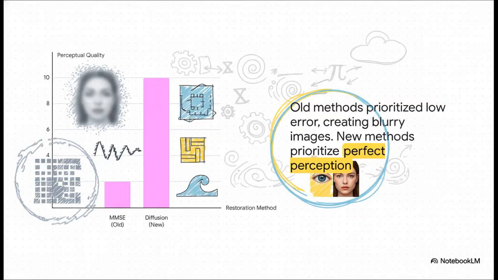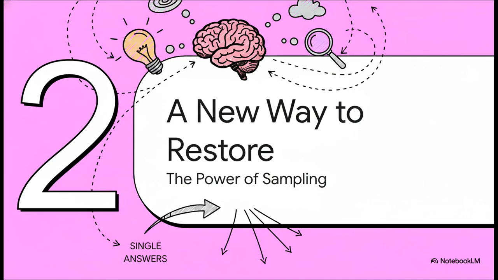And this graph shows you those two extremes in action. On the left, you've got the old school methods. They focused on minimizing something called the mean squared error, or MMSE. Basically, their goal was to get the lowest possible mathematical error. And they did, but the results looked awful, super blurry and totally fake. Then you look at the new diffusion models on the right. They go all in on perception. They are aiming for an image that looks absolutely perfect to us, even if it means the math isn't quite as precise.